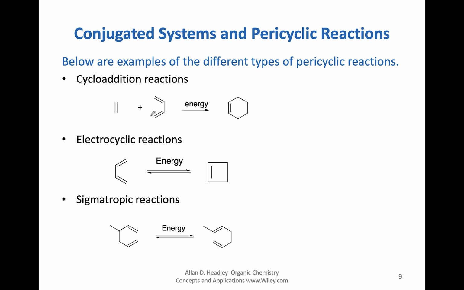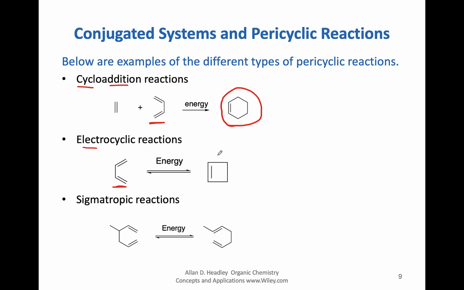So here are some examples. The cycloaddition reaction, as you can imagine, you can see here we have a double bond, and here is our conjugated system. Since it's a cycloaddition, we're adding these two together to get a cyclic system. In this case, it's a cyclohexene. Electrocyclic reaction: here's our conjugated system. As you can see, it closes up to form a cyclobutene.